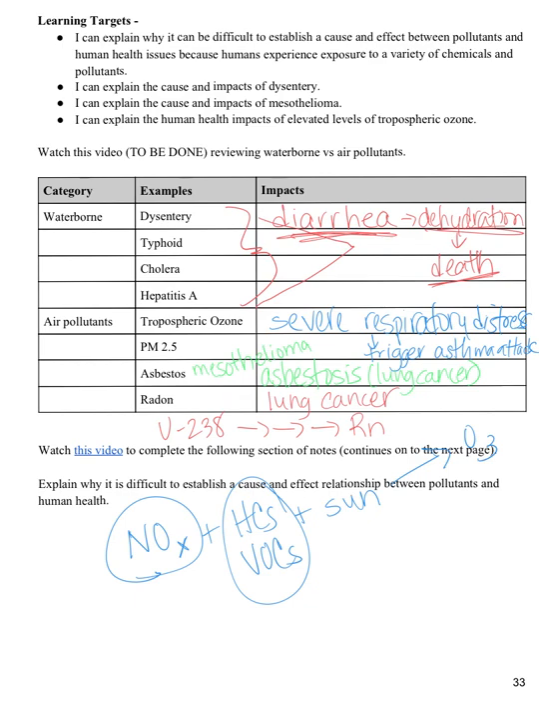So these are different pollutants and different human health impacts. Again, waterborne diseases cause diarrheal illness. Tropospheric ozone and PM 2.5 cause severe respiratory distress and can trigger asthma attacks, which could kill someone. Asbestos is linked with mesothelioma, and radon is linked with lung cancer. It's the leading cause of lung cancer among non-smokers. So that was just a quick review of some of that. Hope that was helpful.